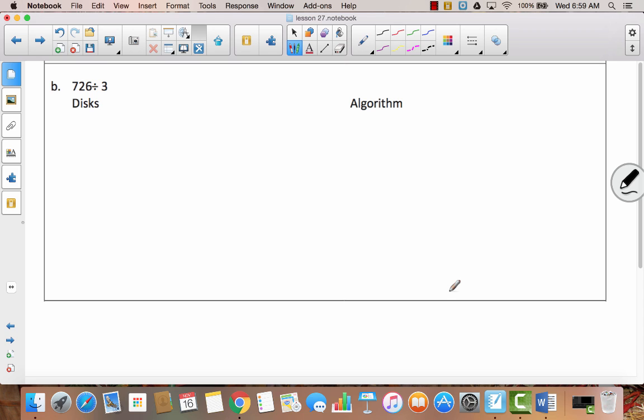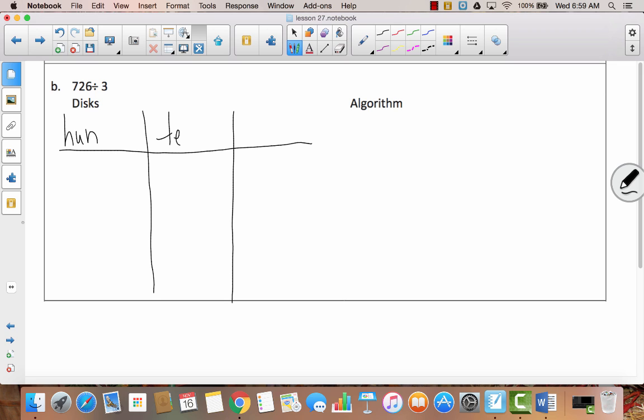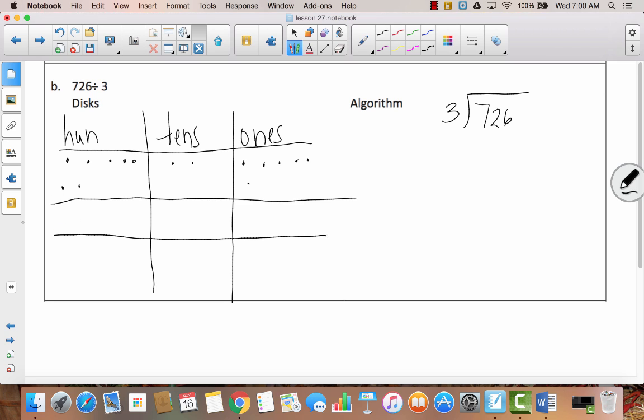All right, so again, we're going to take 726 divided by 3 with discs. So let's go ahead and model hundreds, tens, ones, and then over here we're going to do the standard algorithm. 726 divided by 3. So let's go ahead and put our 700s, 2 tens, 6 ones. And we're putting this into 3 groups. Okay, so let's begin by dividing the hundreds.